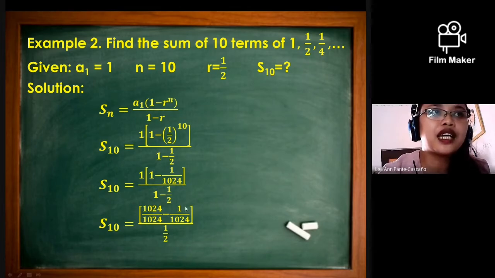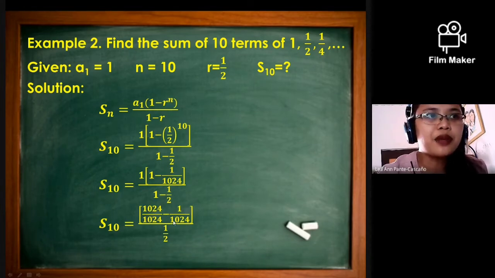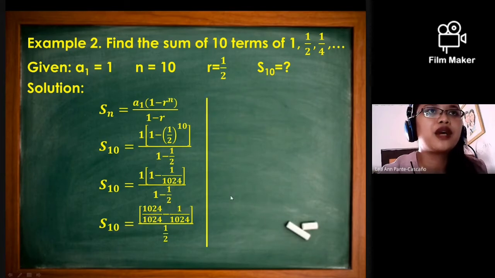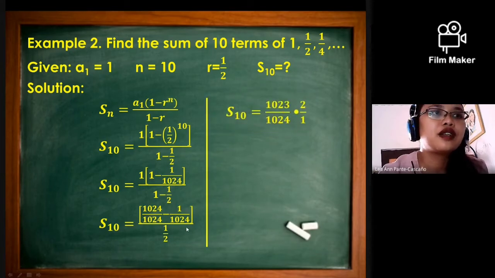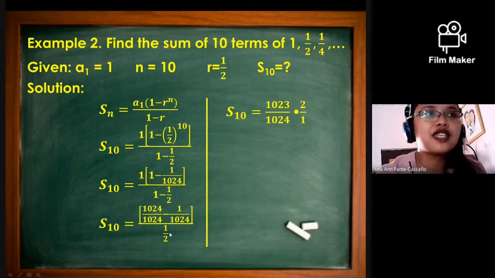Para lang masimplify natin itong may fraction po na ito. Since pareho na siya ng denominator, masisimplify na natin siya. So, ang nangyari po, ito po ay 1024 over 1024 minus 1 over 1024. Pwede mo nang isubtract si 1024 minus 1. Tapos, copy na lang natin yung denominator. Kaya, na-simplify na kaagad. Tapos, ito po, 1 minus 1/2 is 1/2. Isa, bawasan ng kalahati is kalahati. Tama naman. So, that is 1/2.